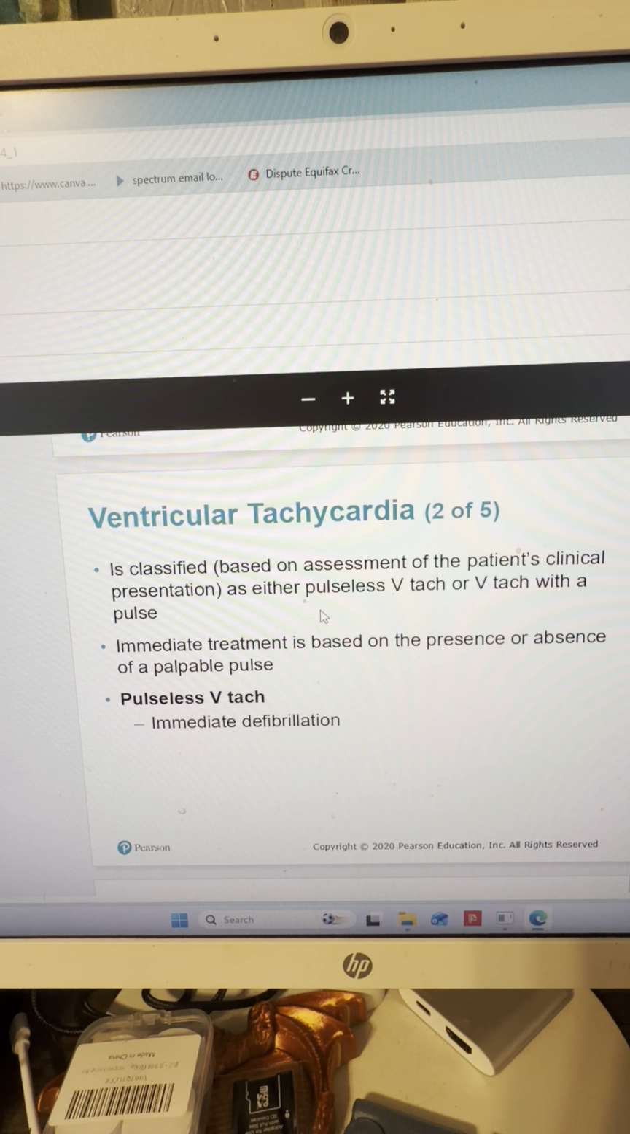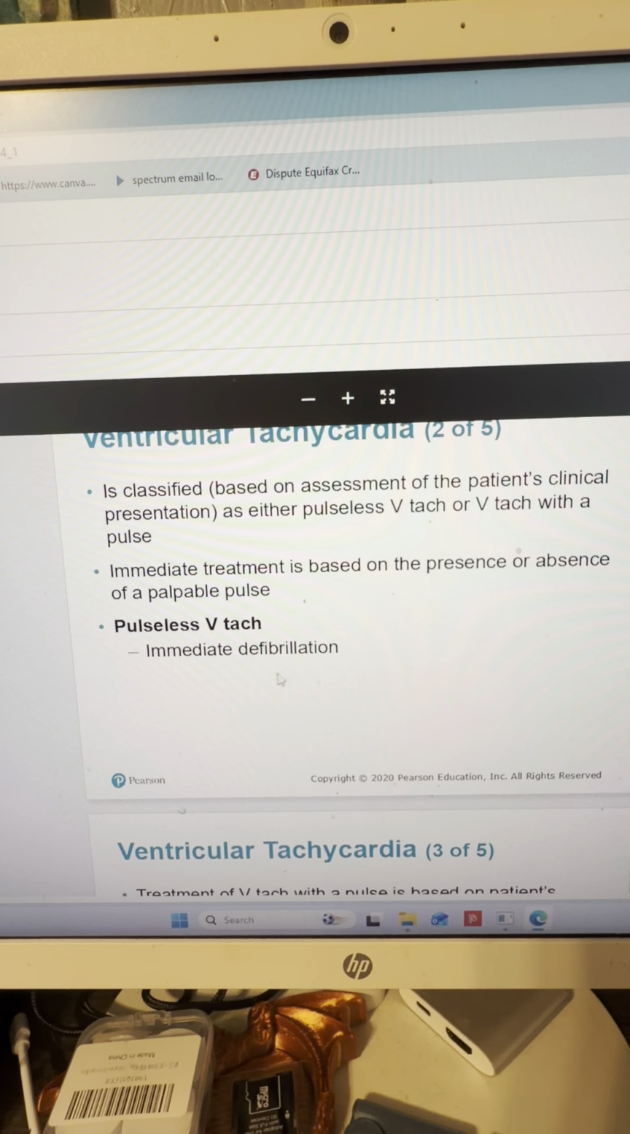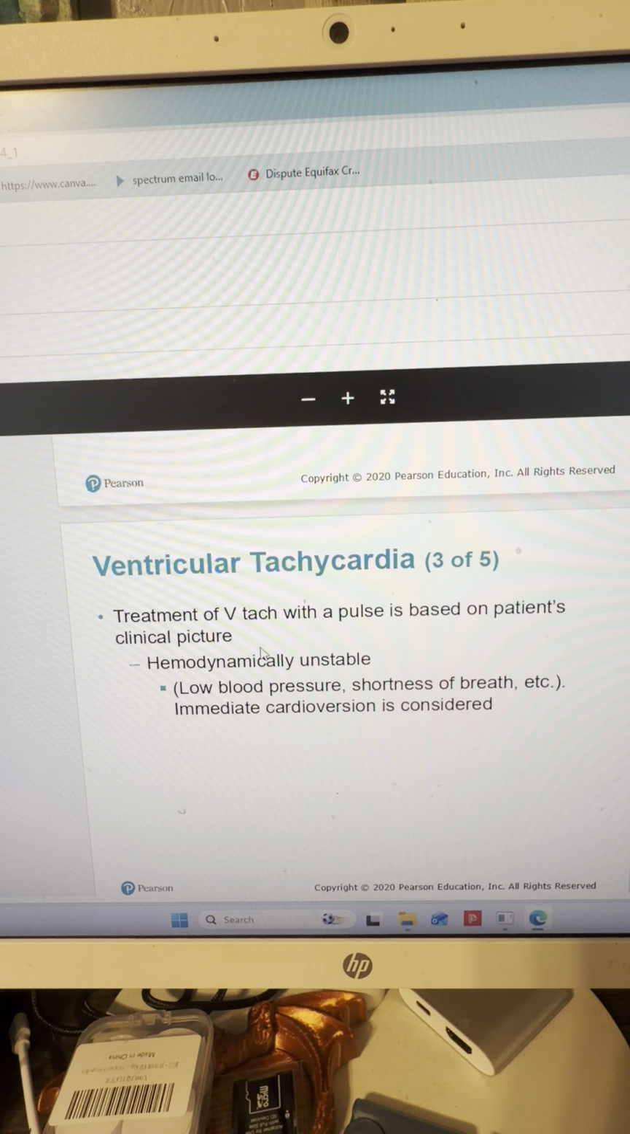To be classified, it's either pulseless VTAC or VTAC with a pulse. So this can produce a pulse. If it's pulseless VTAC, immediate defibrillation or electricity should be applied. VTAC with a pulse, you gotta look at your patient.